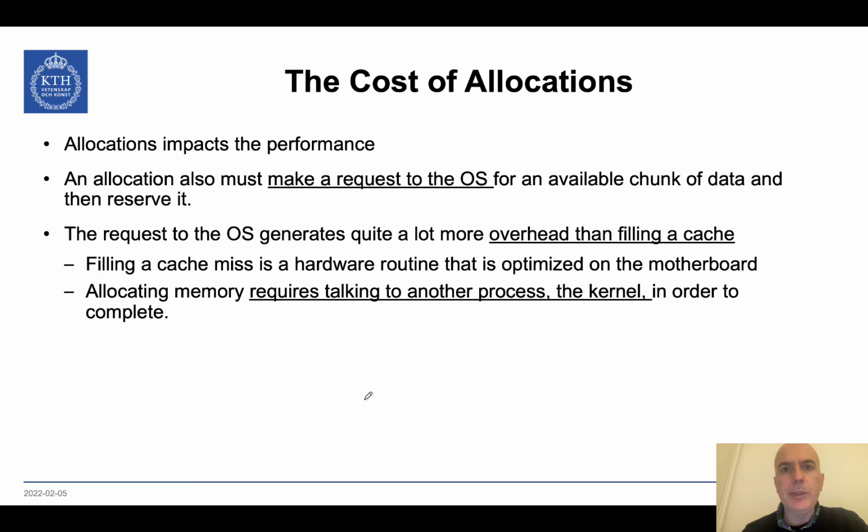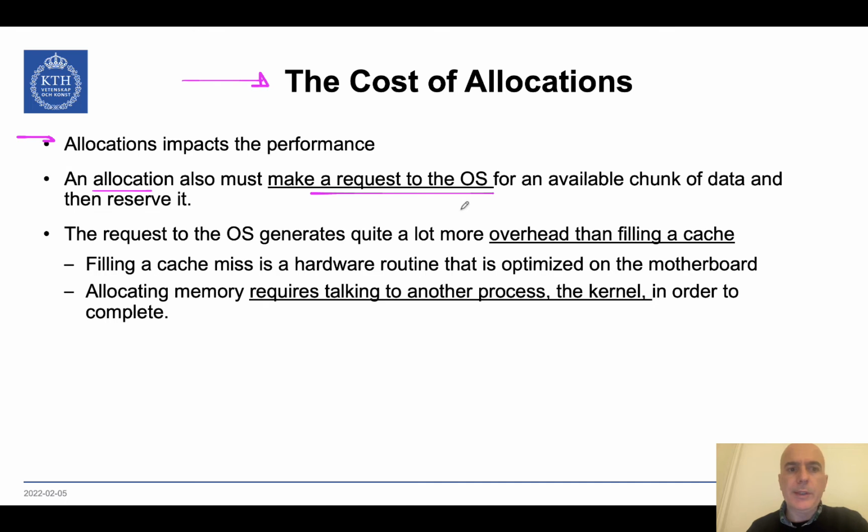Let's talk about a topic that I've been discussing before, that is the cost of allocation and why allocation costs time, costs execution time, and costs performance. We know at this point that allocation impacts the performance. What is the reason for that? Well, the reason is that any memory allocation results in a request to the operating system. Basically, we need some piece of memory available for our array, so we make a request to the OS that is reserving an available chunk of memory for our data.